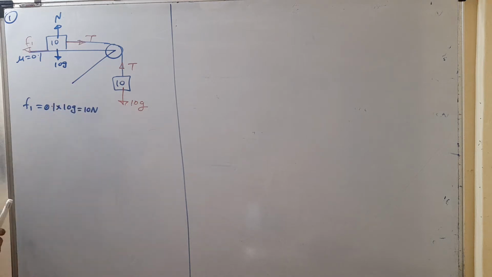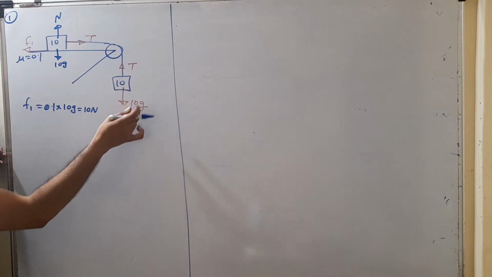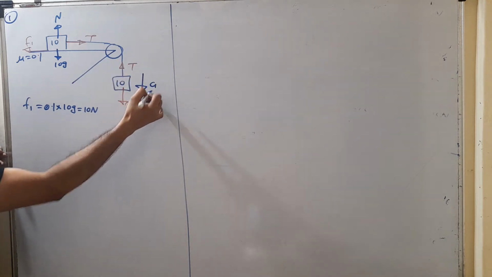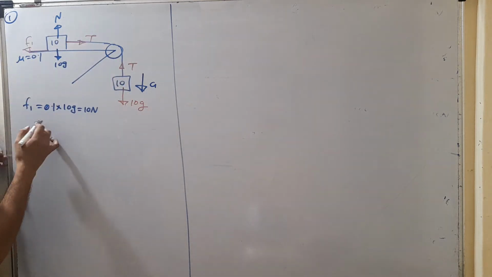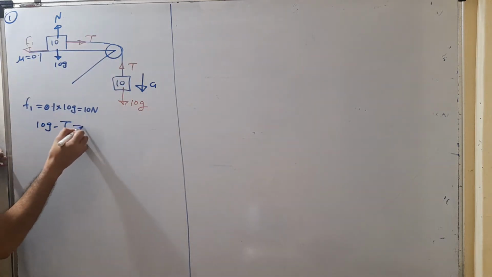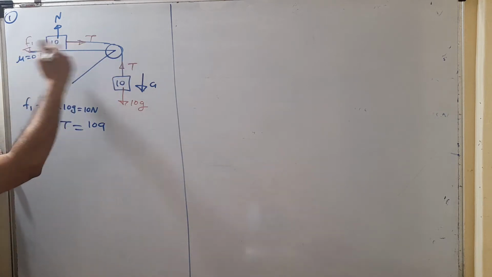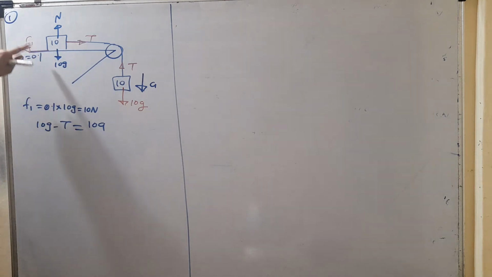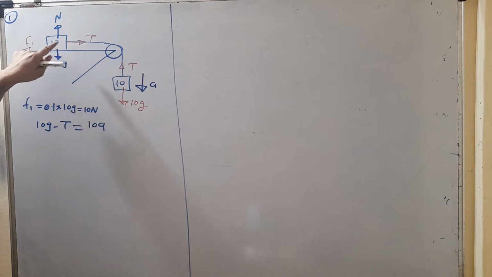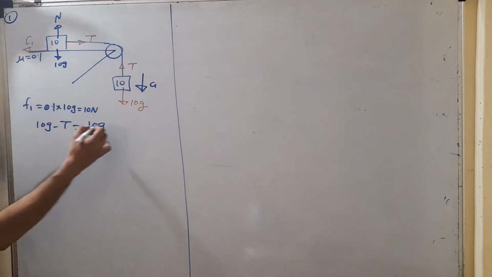Now just write the equations and solve this. So for this block, the downward force is what? 10g. Because this 10g is greater than T, that's why it is accelerated in the downward direction. So if this block is accelerated downward, it has to accelerate forward. Writing the equation for this block: 10g minus T is equal to 10a. For this block, T is the forward force and the frictional force is acting in the backward direction. In laws of motion we were not considering this force, that's why we were simply writing T is equal to 10a. But here, because the surface is rough, its frictional coefficient is given, so you have to consider the frictional force. So this is the first equation.